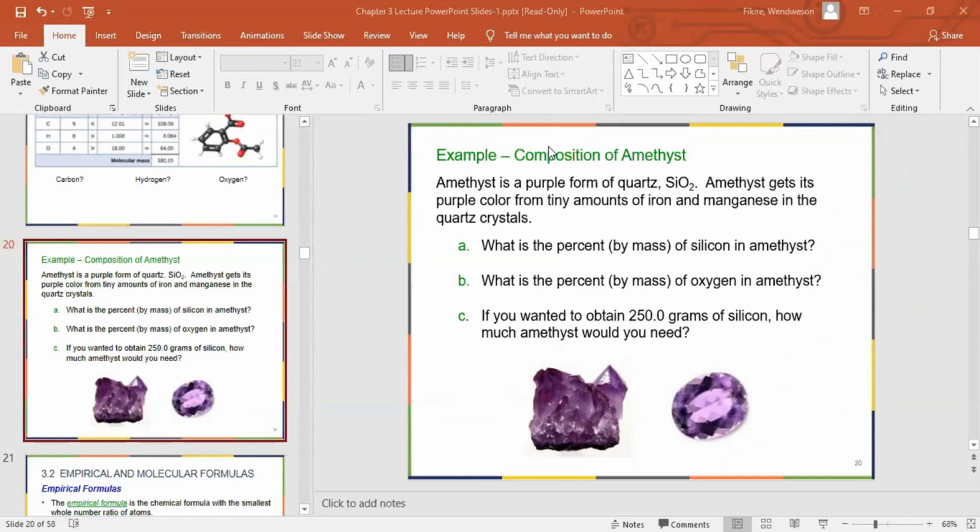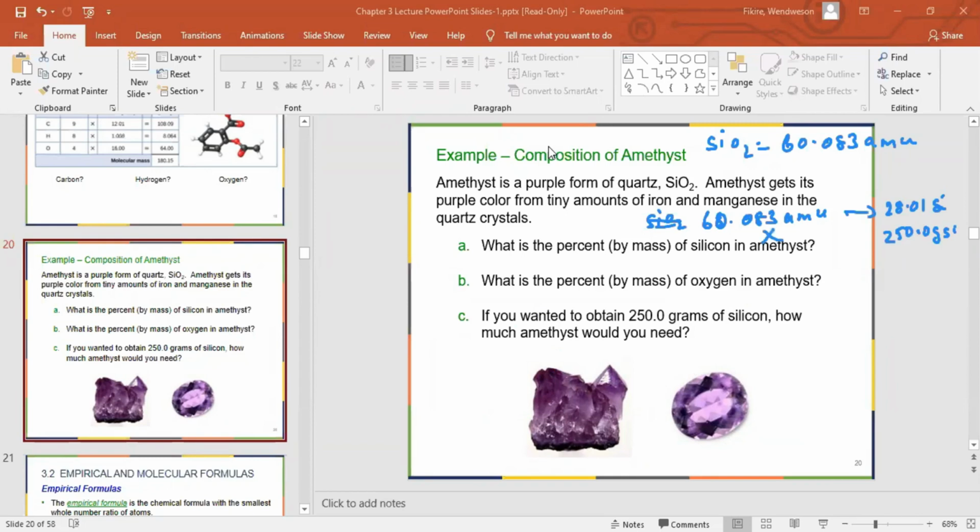What was the molar mass of silicon dioxide? It was what, 60 point what? 60.083 AMU. In 60.083 AMU, you have 28.01 of silicon. Okay. If you have 250.0 grams of silicon, how much silicon dioxide do you have?